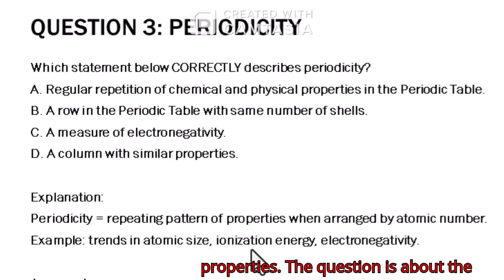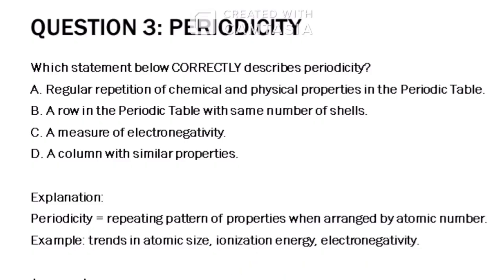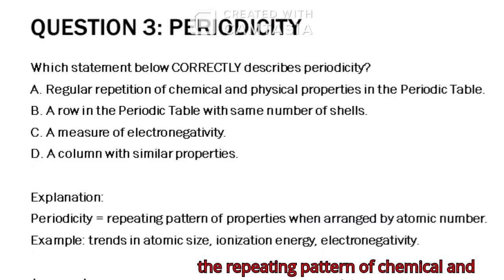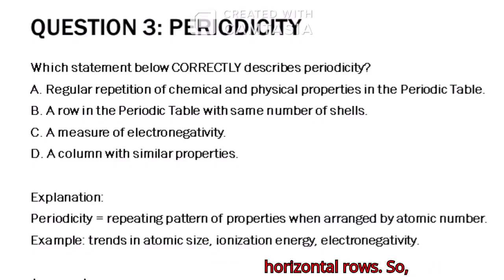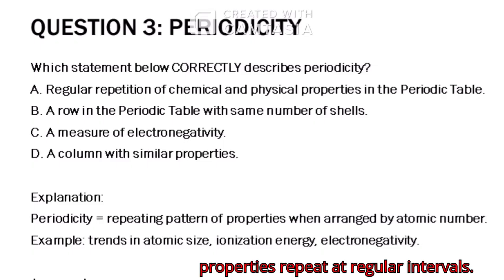The question is about what correctly describes periodicity. Periodicity is the repeating pattern of chemical and physical properties of elements when they are arranged in order of increasing atomic number. For example, elements in the same group, vertical column, have similar properties. Properties like atomic size, ionization energy, and electronegativity show a predictable trend across periods, horizontal rows. So, correct answer is A. Because periodicity means that when elements are arranged by atomic number, their properties repeat at regular intervals.